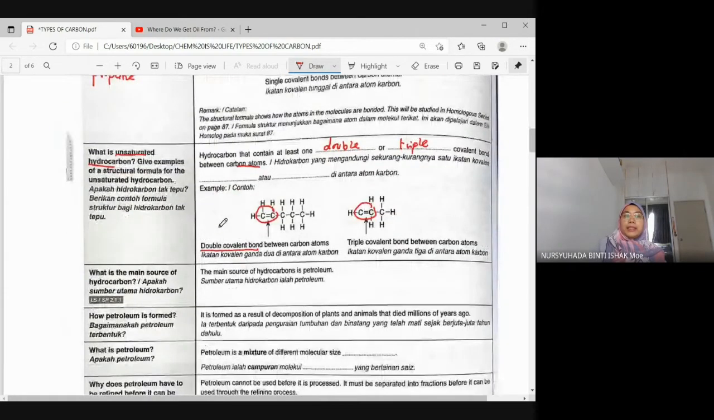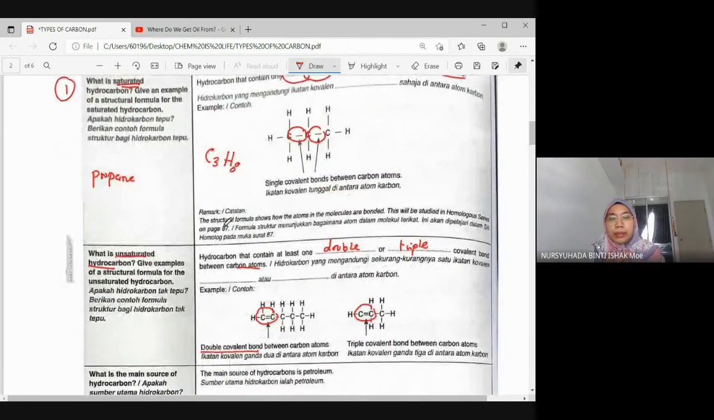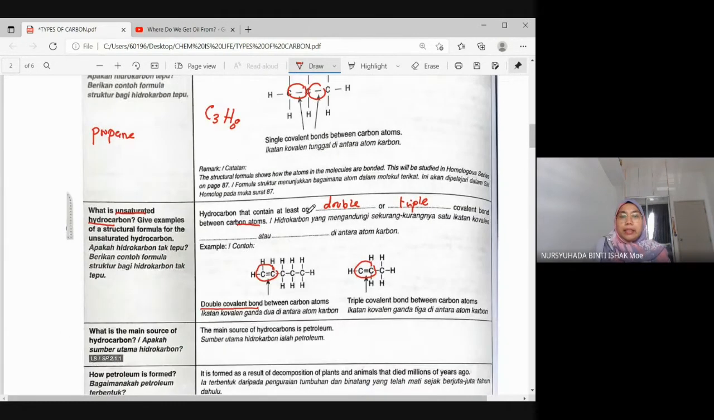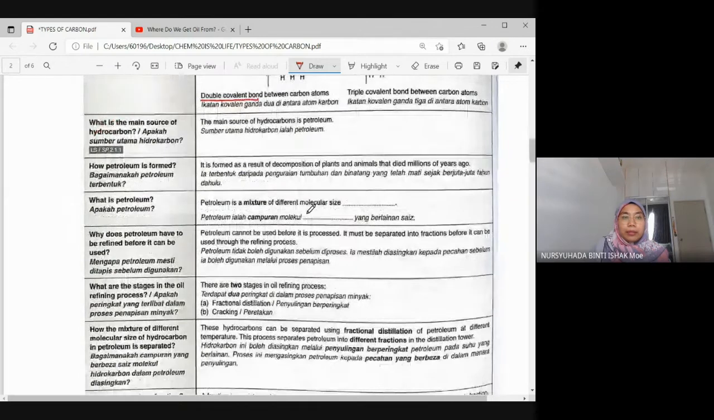Okay, boleh beza saturated and unsaturated? Alright, kalau boleh beza ya. Elvin, okay? Alright. Kimberly, are you okay?